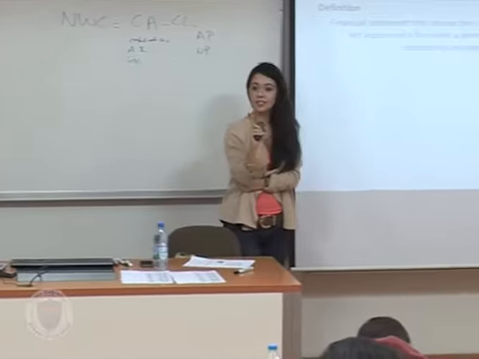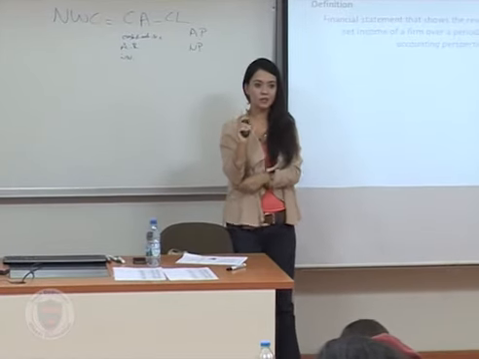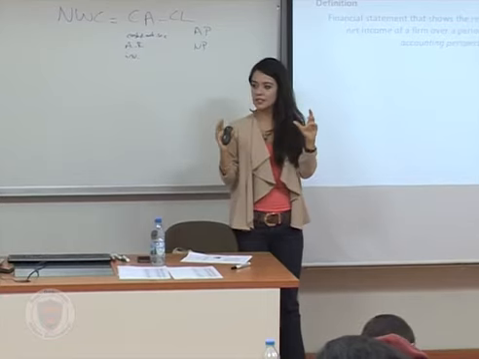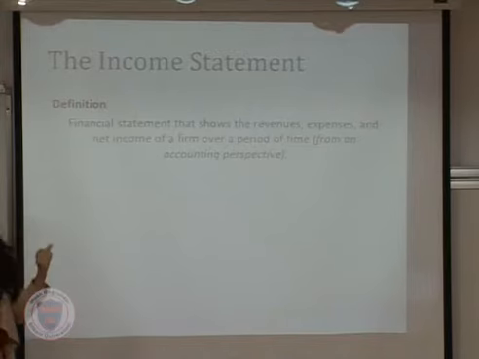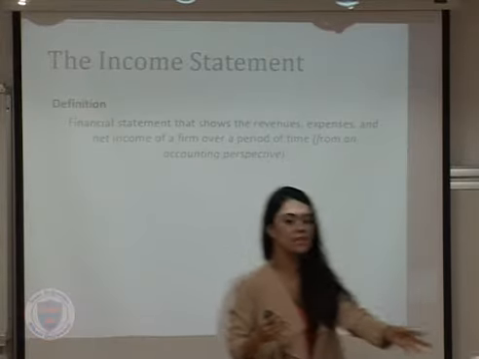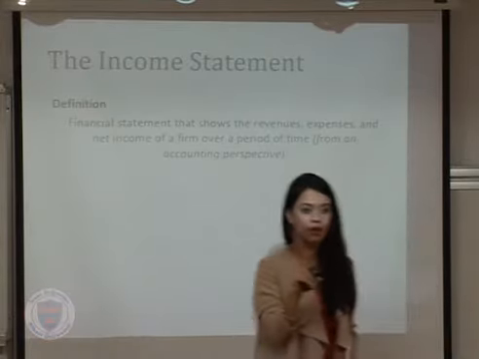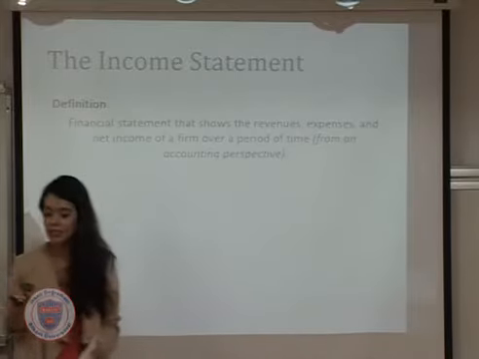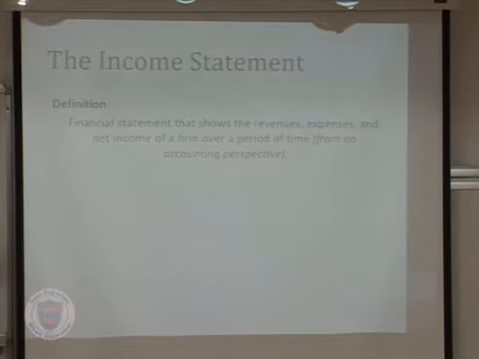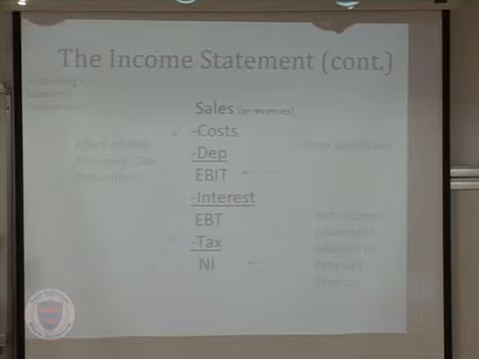Income statement is different than the balance sheet. Balance sheet was the snapshot of the company at a time. But income statement is a flow statement. So it basically tells you what happened in that particular period only. It's not a snapshot. It only tells you what happened in that particular period. And it tells you the revenues, expenses, depreciation, everything related to income, basically.